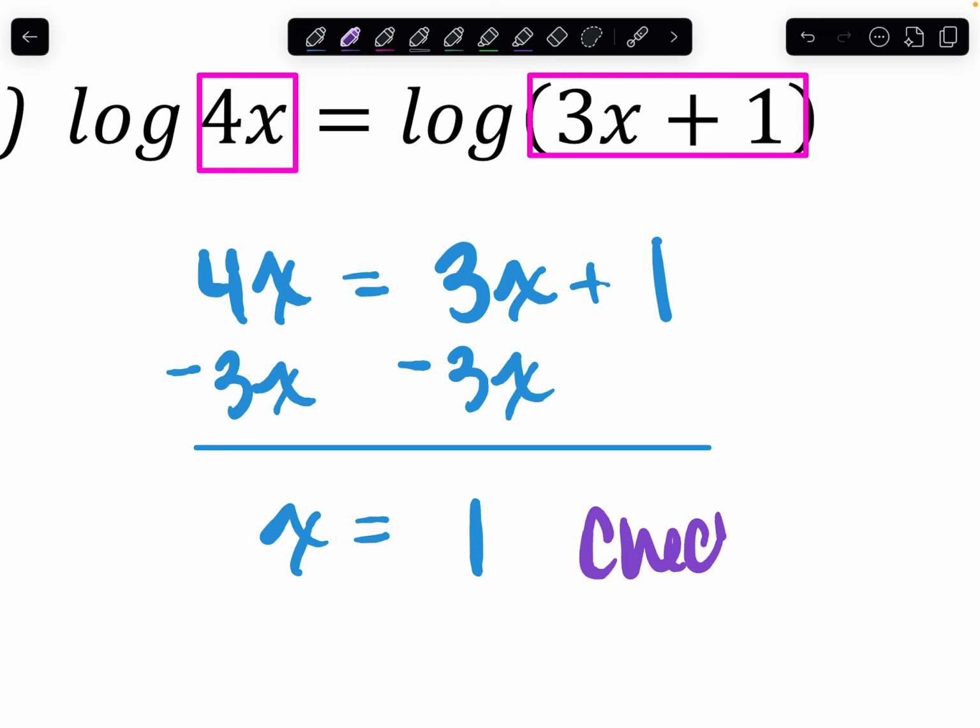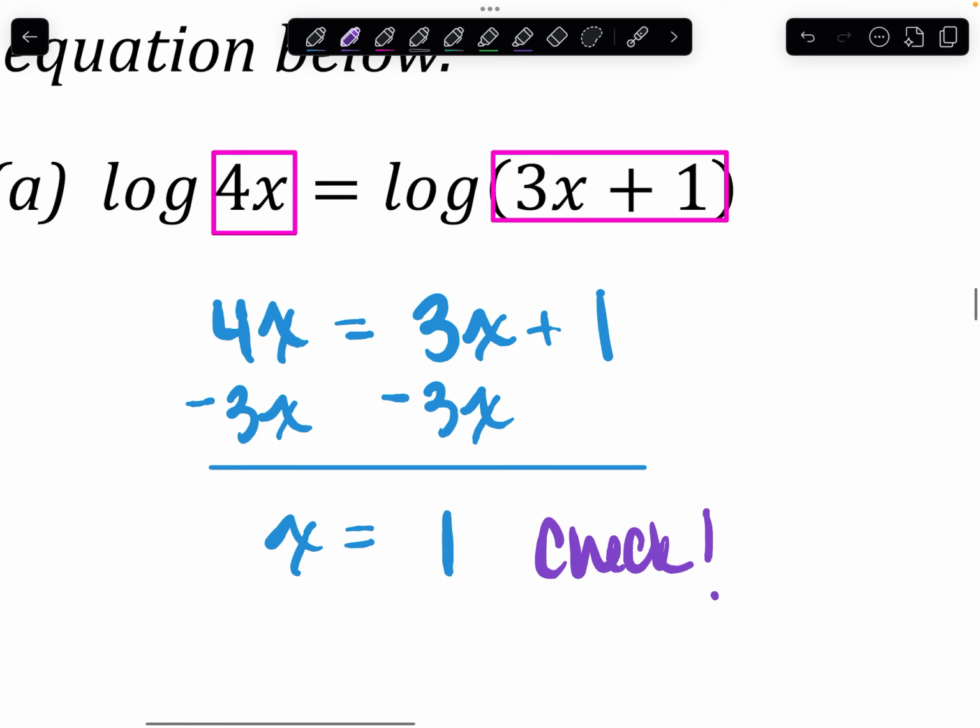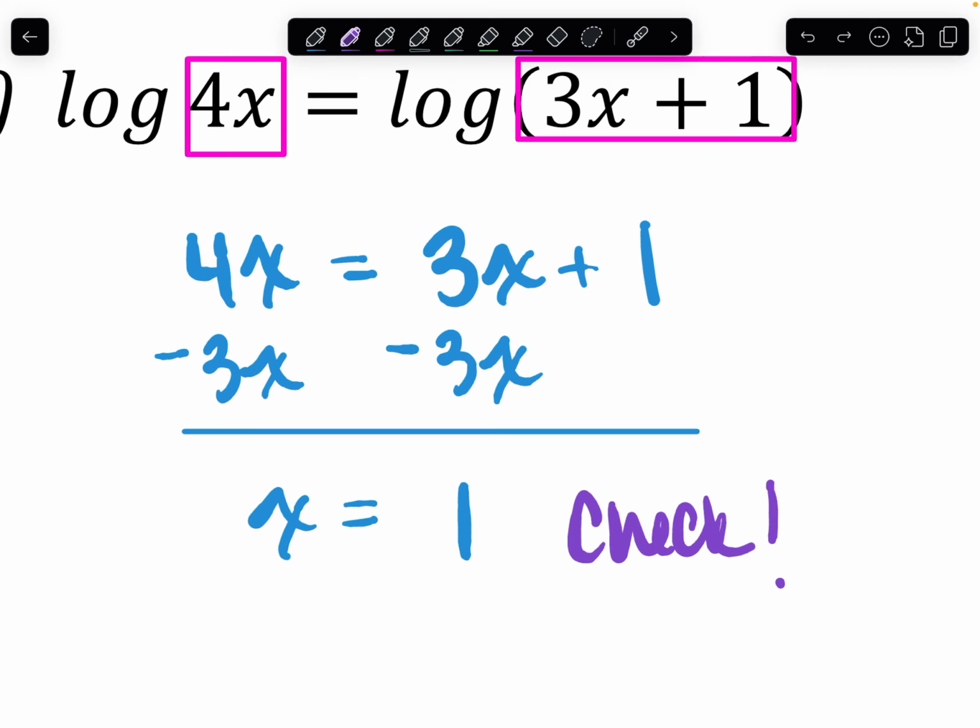However, this is a log equation. Check it. So what that means is go plug it in everywhere you have a log and make sure the number is going to be positive. So I'm coming up here and I'm plugging in 1. 4 times 1 is positive 4. So we're good. I go to the other log. I plug in 1. 3 times 1 is 3. 3 plus 1 is positive 4 as well. We're good. You have to get a positive for this to actually be an answer.